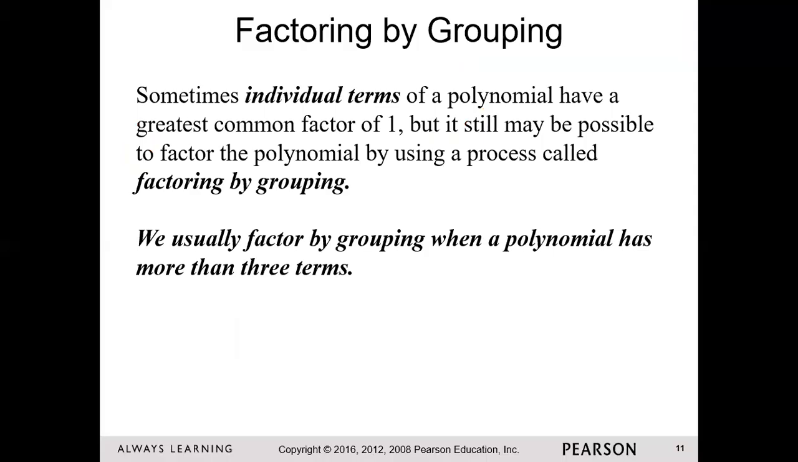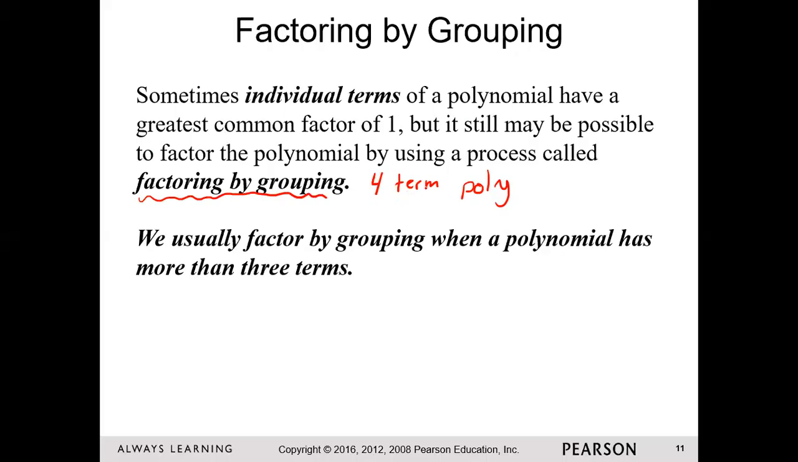All right, so sometimes individual terms of a polynomial have a greatest common factor of 1, but it still may be possible to factor the polynomial by using a process called factoring by grouping. Okay, so this is going to be an interesting point in the course where whenever you have a 4-term polynomial, your mind needs to shift to at least try to factor by grouping. Sometimes the 4-term polynomial that you're staring at will have something in common and you'll just take it all out.